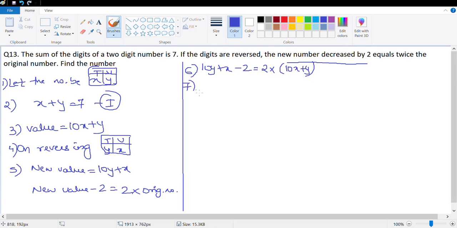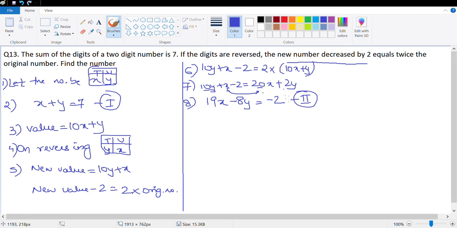So 10y plus x minus 2 is equal to 20x plus 2y. Let's bring it on one side. So 20x minus x, that's 19x. 2y minus 10y, that's negative 8y, and negative 2 remains here. Perfect. So that's our equation number 2.